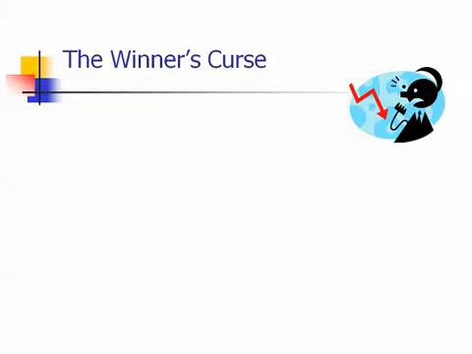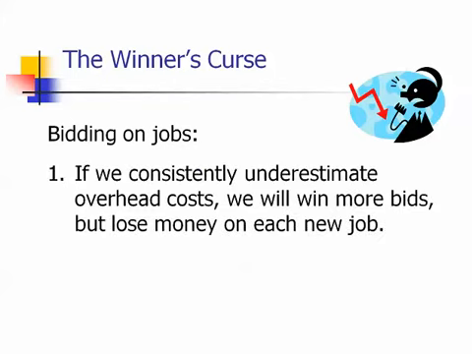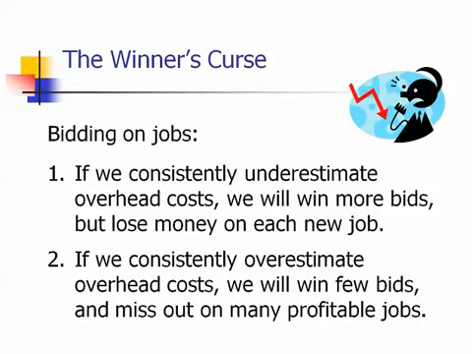If we're unable to accurately estimate and allocate overhead costs, we are likely to suffer from a winner's curse. That is, most of our winning bids will be on unprofitable jobs. This is because underestimating our overhead costs will likely result in lower bids, which in turn means we're likely to win more bids for jobs that ultimately turn out to be money-losing jobs. On the other hand, consistently overestimating overhead costs will result in higher bids, and higher bids will translate into fewer winning bids, that is, we'll miss out on the more profitable jobs.